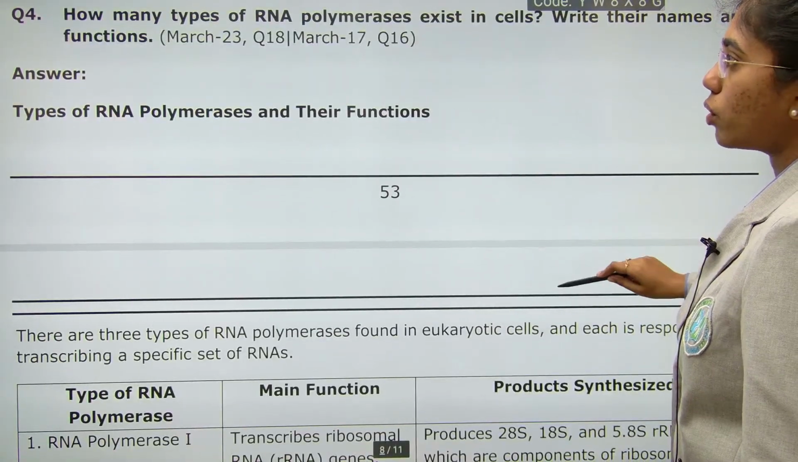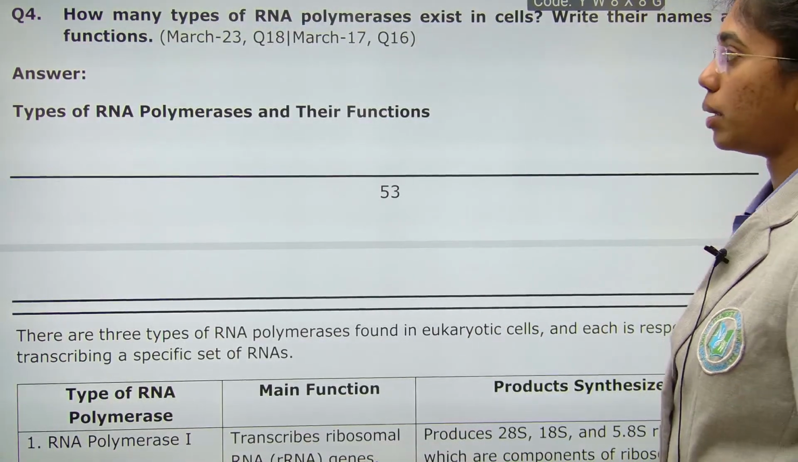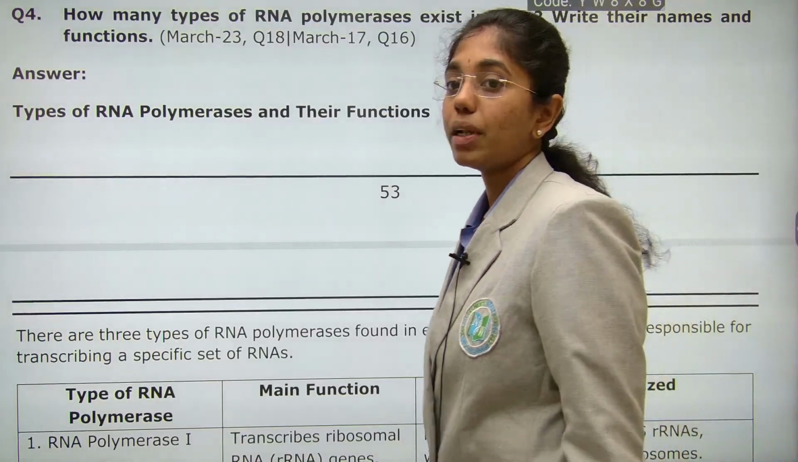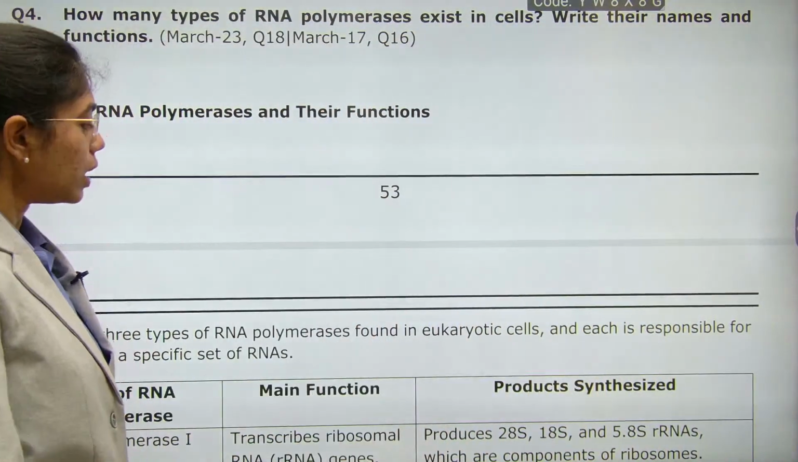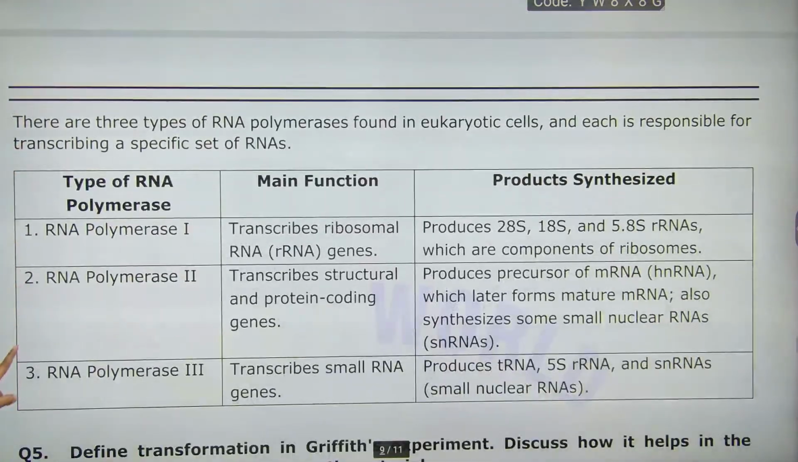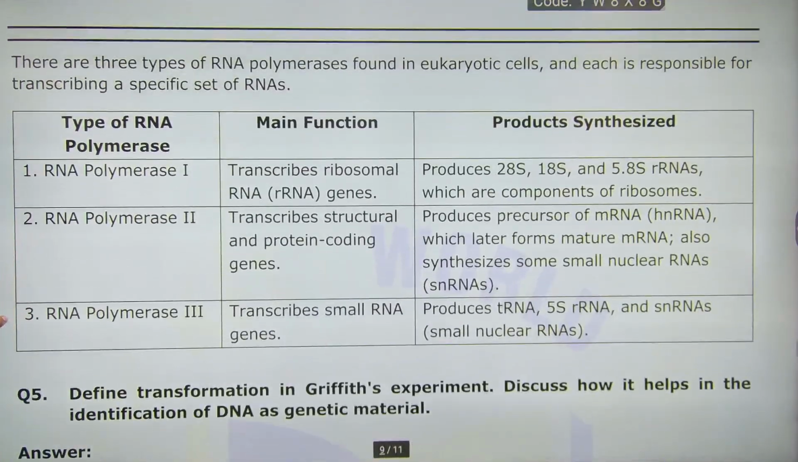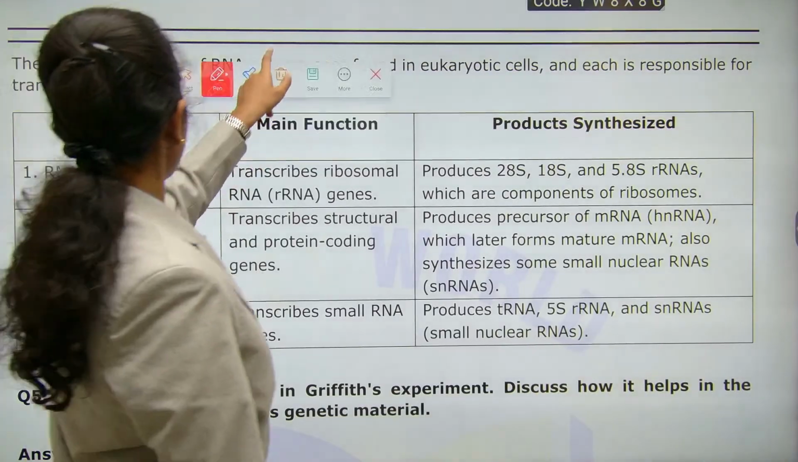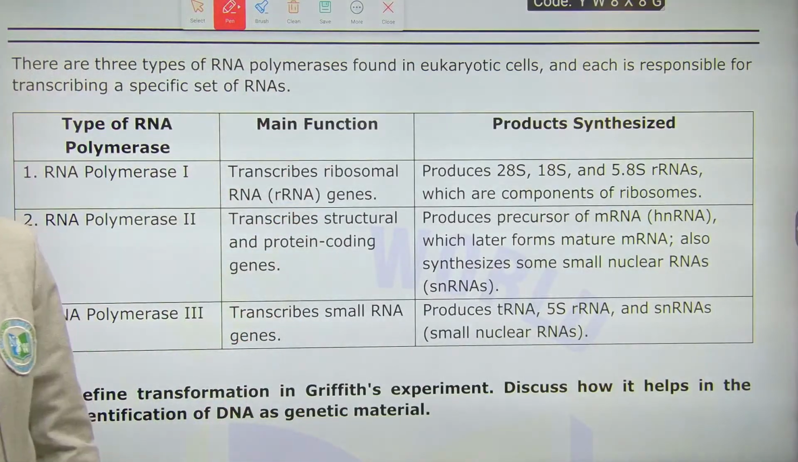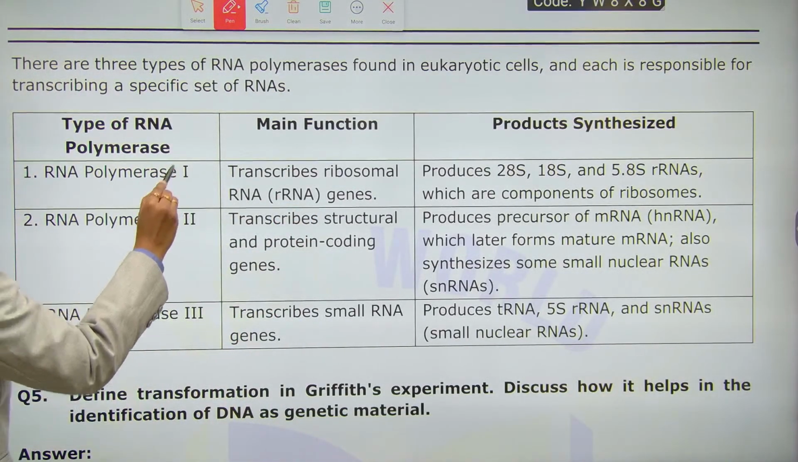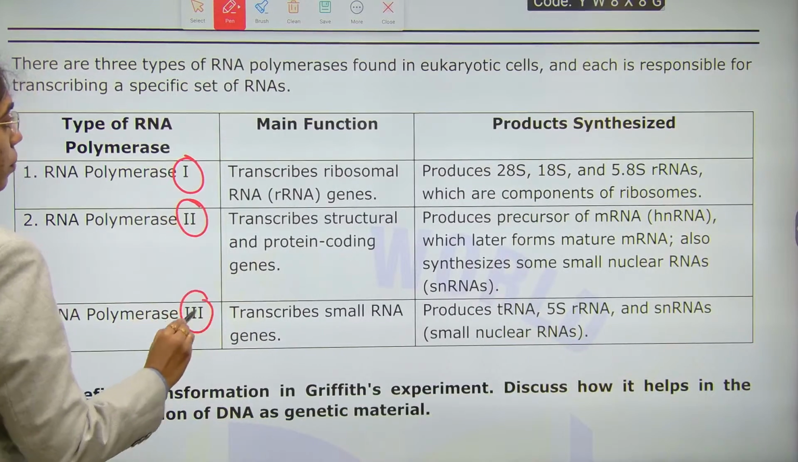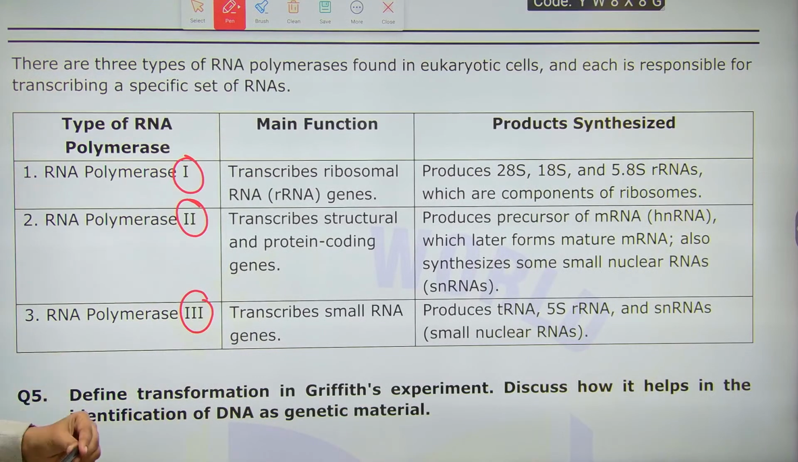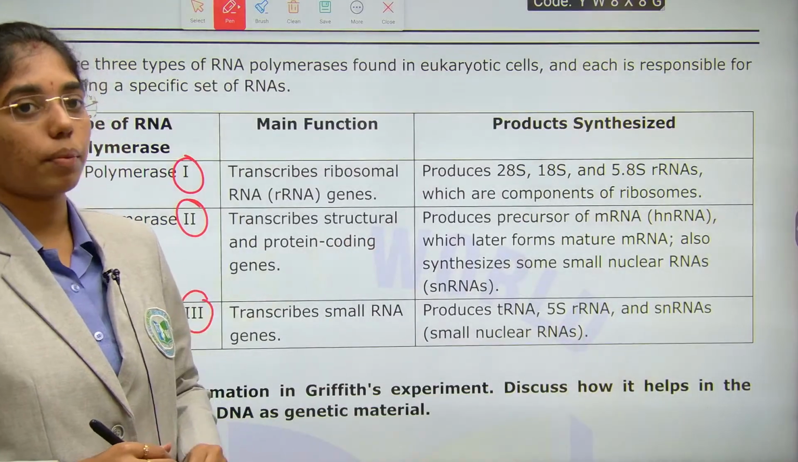Last question of today's session is on the types of RNA polymerases, which have been asked in multiple years like 2023 and 2017. Here we go. There are 3 types of RNA polymerases found in eukaryotic cells, and each polymerase is responsible for transcribing a single set of RNAs. Look at here. Types of RNA polymerases, we have 3 types: RNA polymerase 1, RNA polymerase 2 and RNA polymerase 3. Their major functions and the products synthesized by them are important.